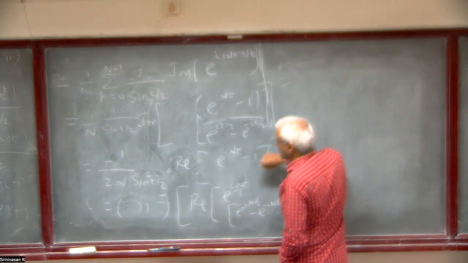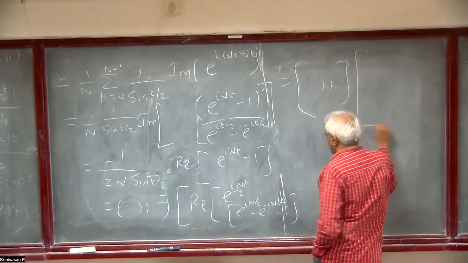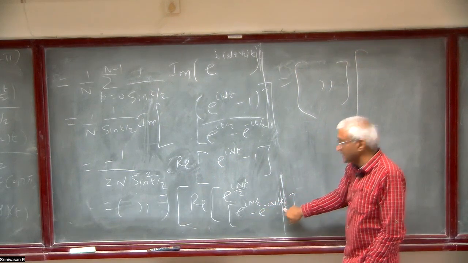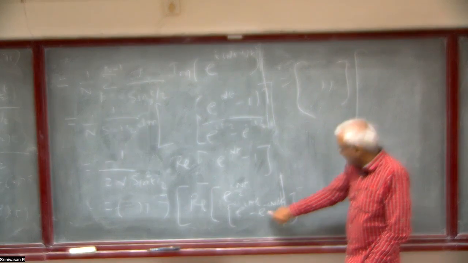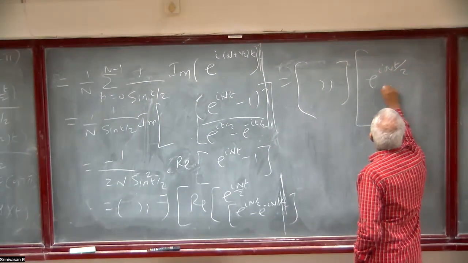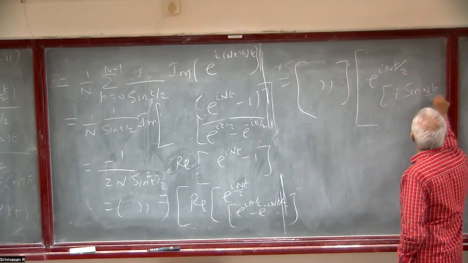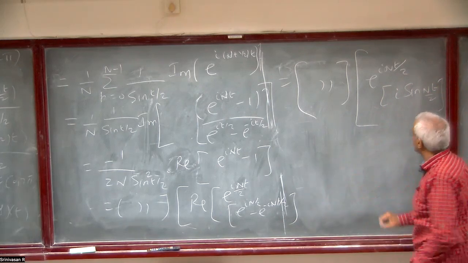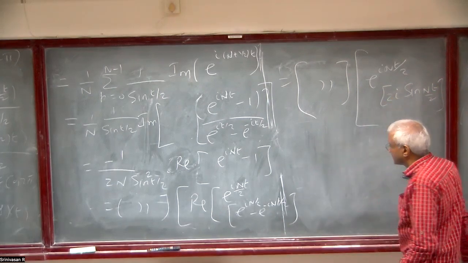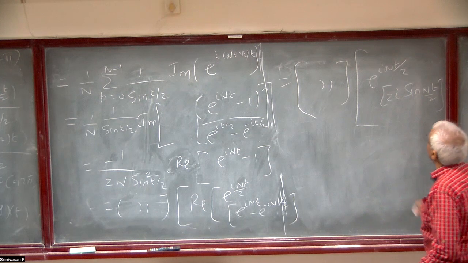This is equal to whatever I have here times e power i n t by 2, then its conjugate. This is just 2, so this is e power i n t by 2 into i times sine of n t by 2, 2 times, right? That is what this is. And I have a real part.